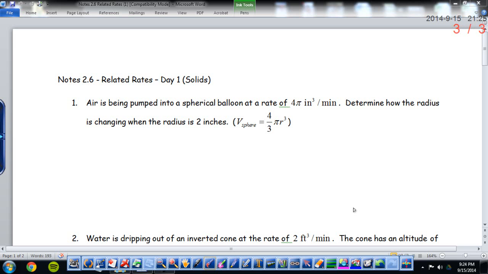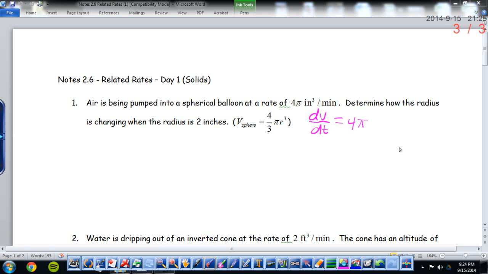Okay, so I want to focus in on the fact that air is being pumped into a spherical balloon at a rate of 4 pi inches cubed per minute. What this means in terms of this problem is that the rate of change of the volume is 4 pi inches cubed per minute. So the way that we're going to denote that is we're going to say that dV/dt, which is the derivative of the volume with respect to time, or the rate of change of the volume, equals 4 pi.